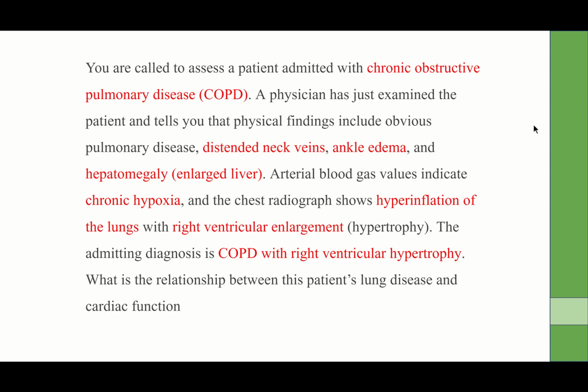Okay, so I have a case for you. You are called to assess a patient admitted with chronic obstructive pulmonary disease, or COPD.